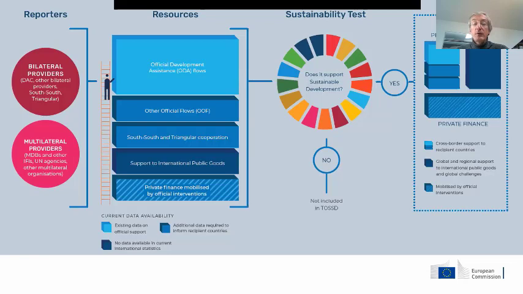Now, as its name implies, TOSSD is the measure of resources which support sustainable development. So there is in TOSSD what we call a sustainability test, which is: does the activity promote an SDG without being substantially detrimental to another? That is the definition of that sustainability test in the TOSSD reporting instructions. So if an activity passes that test, then it is TOSSD eligible. If it doesn't pass the test, it is not TOSSD eligible. And that's why I was saying before that most of ODA, but not all, is TOSSD eligible. Typically, what we call brown ODA, support to fossil fuels, there is still a bit of it, is ODA eligible because there is no, or not yet, sustainability test in ODA, but it's not TOSSD eligible.